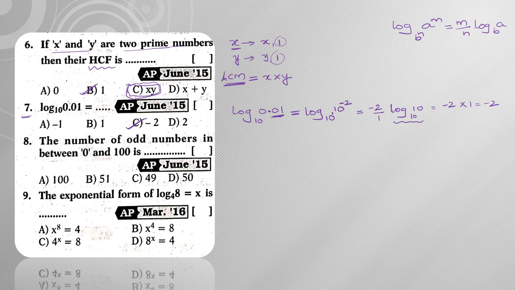Next, the number of odd numbers in between 0 and 100. Between 0 and 100 means we should not consider 0 and we should not consider 100. So we need to count the numbers from 1 to 99 only. From 1 to 99, there are 99 numbers. The numbers start with an odd number and end with an odd number, which means there are more odd numbers than even numbers.